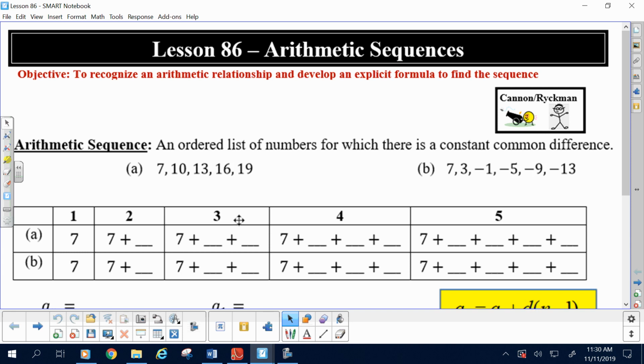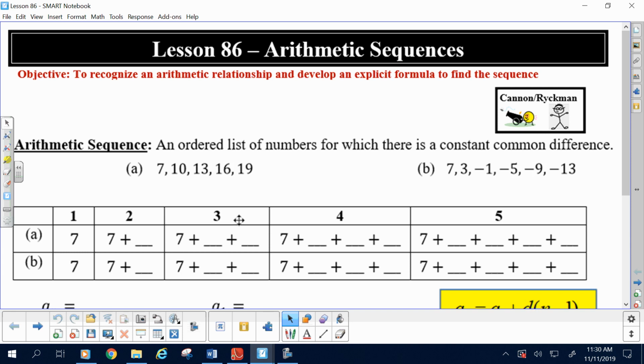A sequence is any kind of list that typically follows a pattern in math. It's not a random list. It follows some kind of pattern that's predictable. Now I know that we're used to reading that word "arithmetic," but in this case it's pronounced "arithmetic." Arithmetic sequences, their examples are like these: 7, 10, 13, 16, 19.